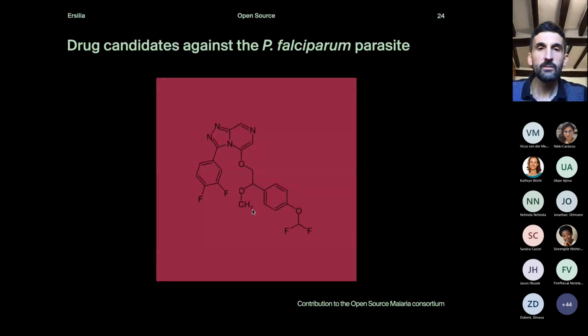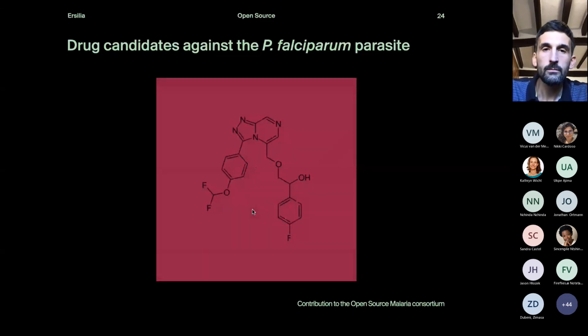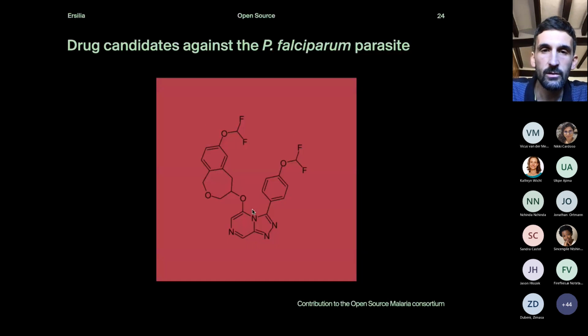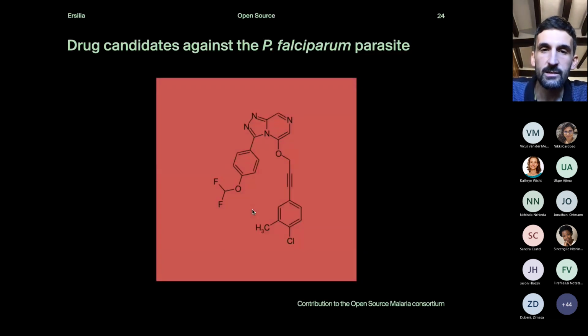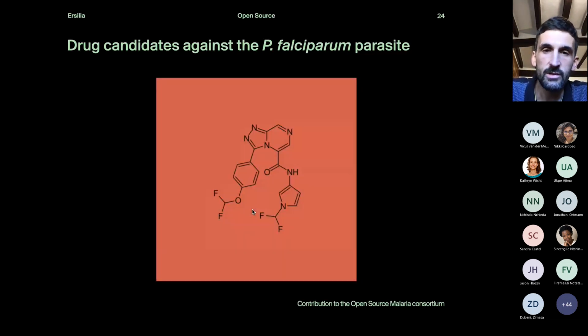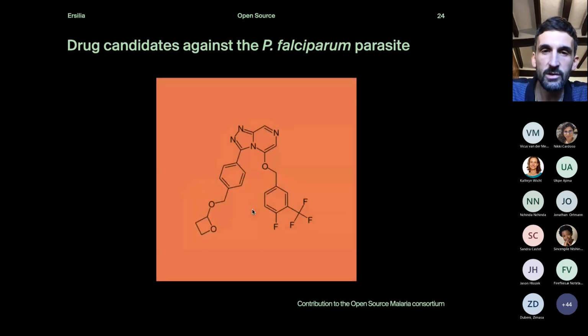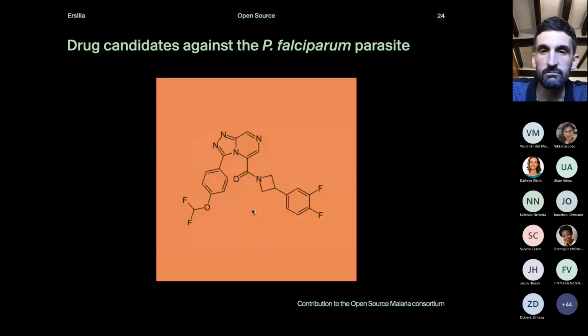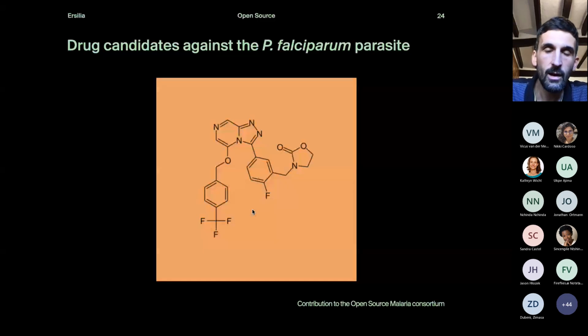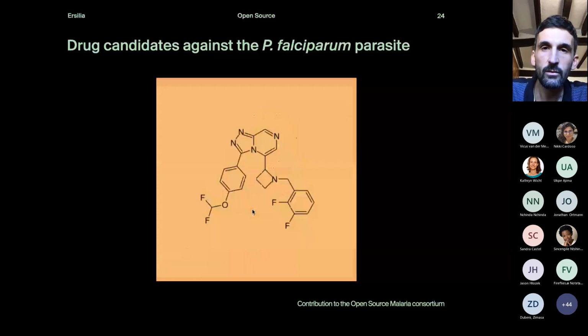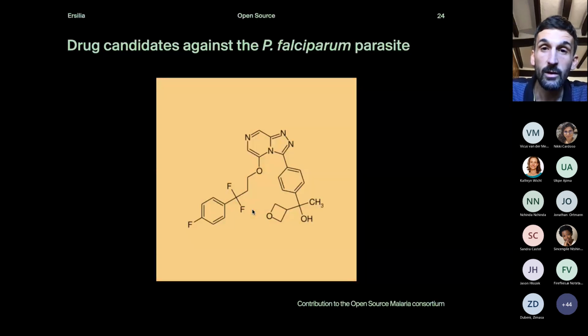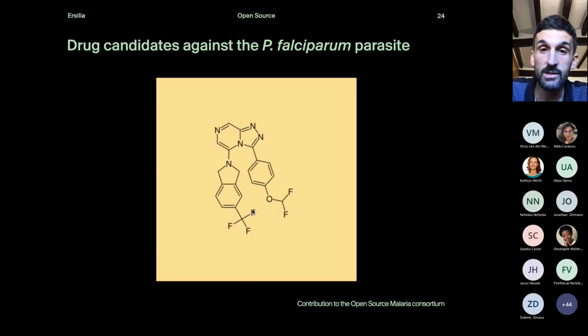Can we do something similar with chemistry, or have we even tried? Well, we have tried, even if we are not quite as advanced as in the previous example. Here you can see, for instance, a prediction of different chemical structures that we at Ersilia tried to do for antimicrobial activity against the Plasmodium falciparum parasite.